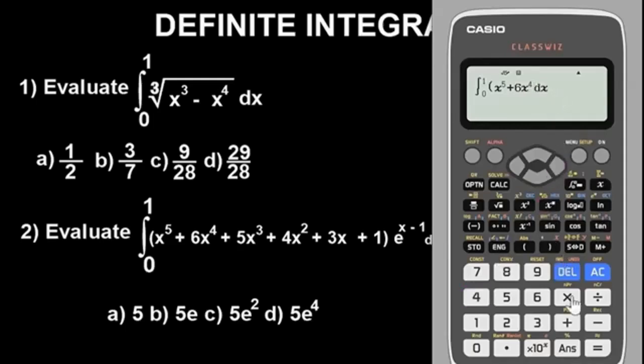Okay, you come down, we have plus 5x, alpha x, you press alpha x raised to power 3. Okay, you come down, we have plus 4x, alpha x raised to power 2. Okay, plus 3x, alpha x. All right, then plus 1. That's what we have there, guys.